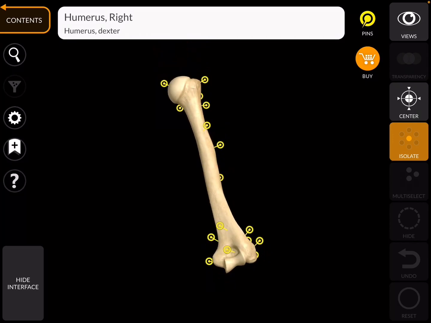It should be the axillary artery. Anyway, so that's it for the clavicle. We move on. We are going to get into the next bone, which is going to be the humerus.